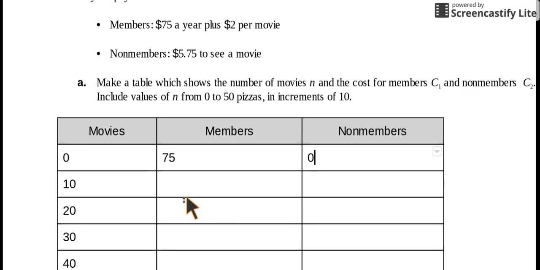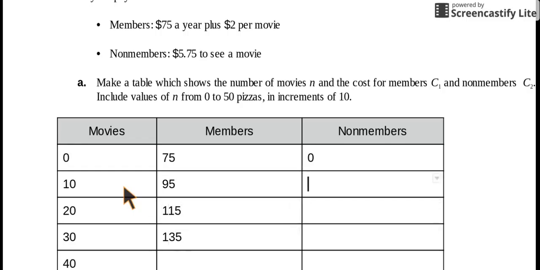Now, in order to fill out this first row, we have to figure out how much it costs to watch 10 movies. We need to add that to our starting point, 75. So we can't just add 2. We can't just do 75 plus 2 to get 77, because it's asking for 10 movies, not just one. So we've got to figure out how much it costs to watch 10 movies. So 10 times 2, that's 20. 20 plus 75 gives us 95. So for every 10 movies, we're just increasing by 20 each time.